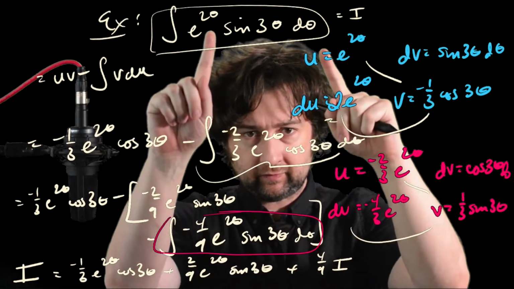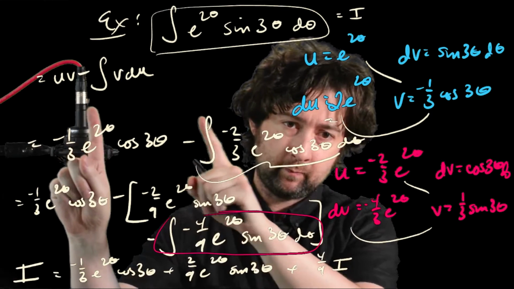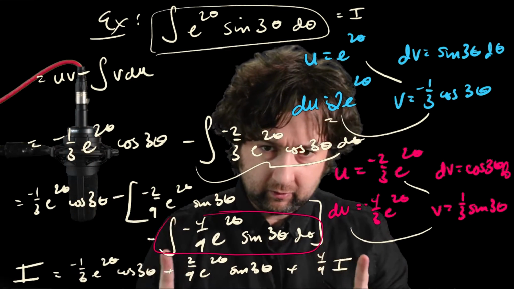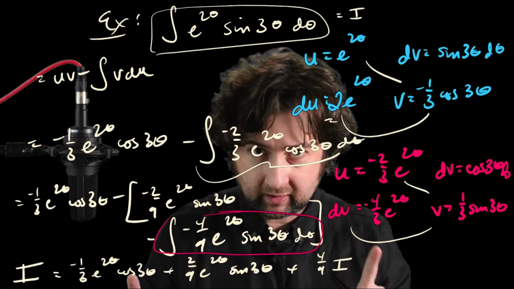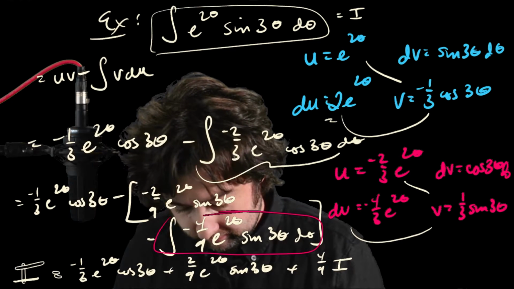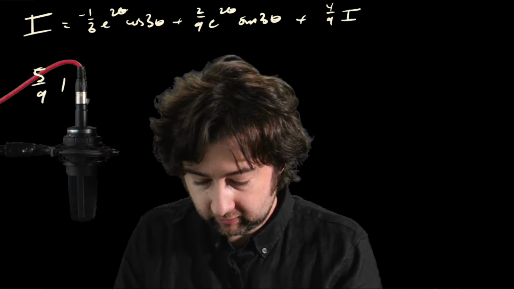There's an I on the left-hand side, which is equal to this, which is equal to this, and this is all equal to this right-hand side, which also has an I in it. And so this is the equation that I'm going to solve. What I'm going to end up with is, subtracting 4/9 I from both sides, 5/9 of an I.